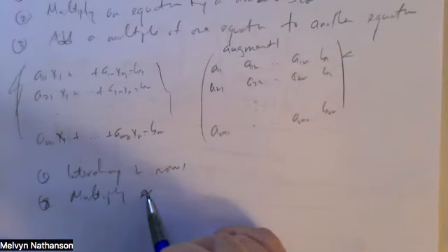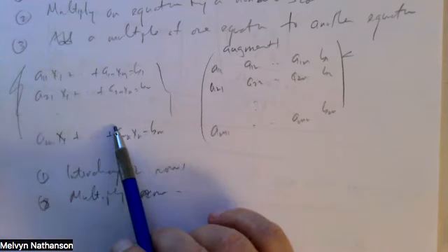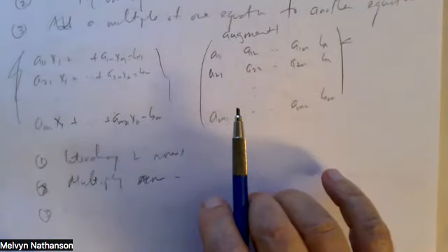Multiply a row by a non-zero scalar. What does it mean to add a multiple of one equation to another equation? It means add a multiple. I don't have to write it down because it's all written down in the notes. You can add a multiple of one row to another row.